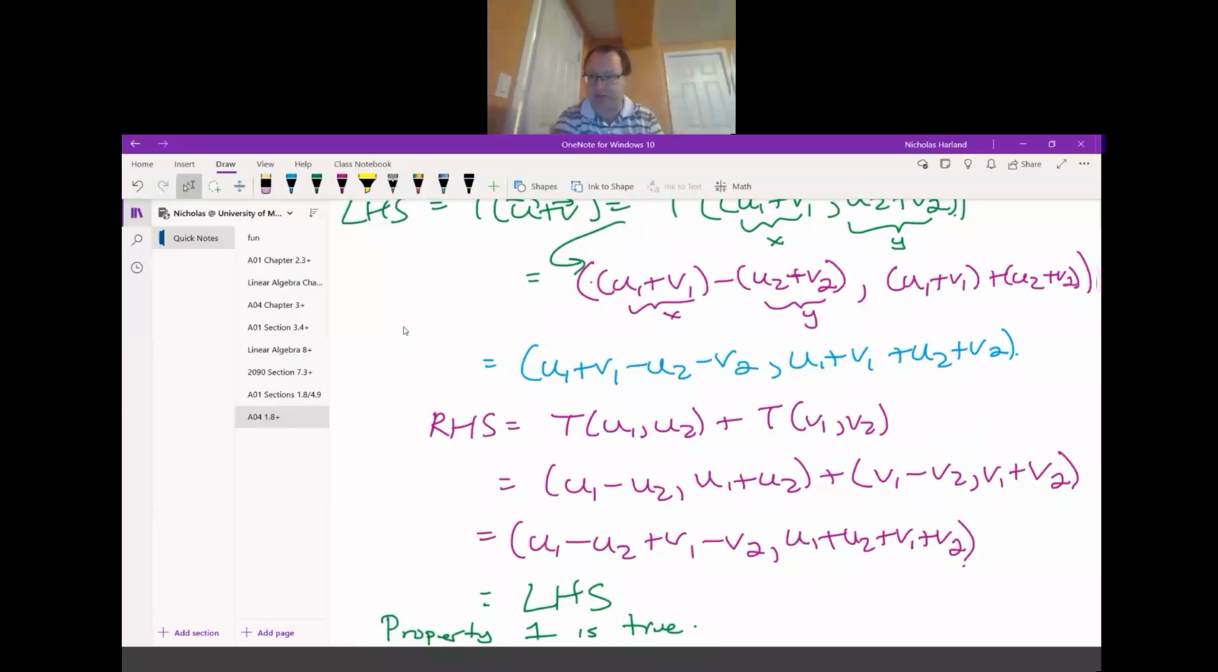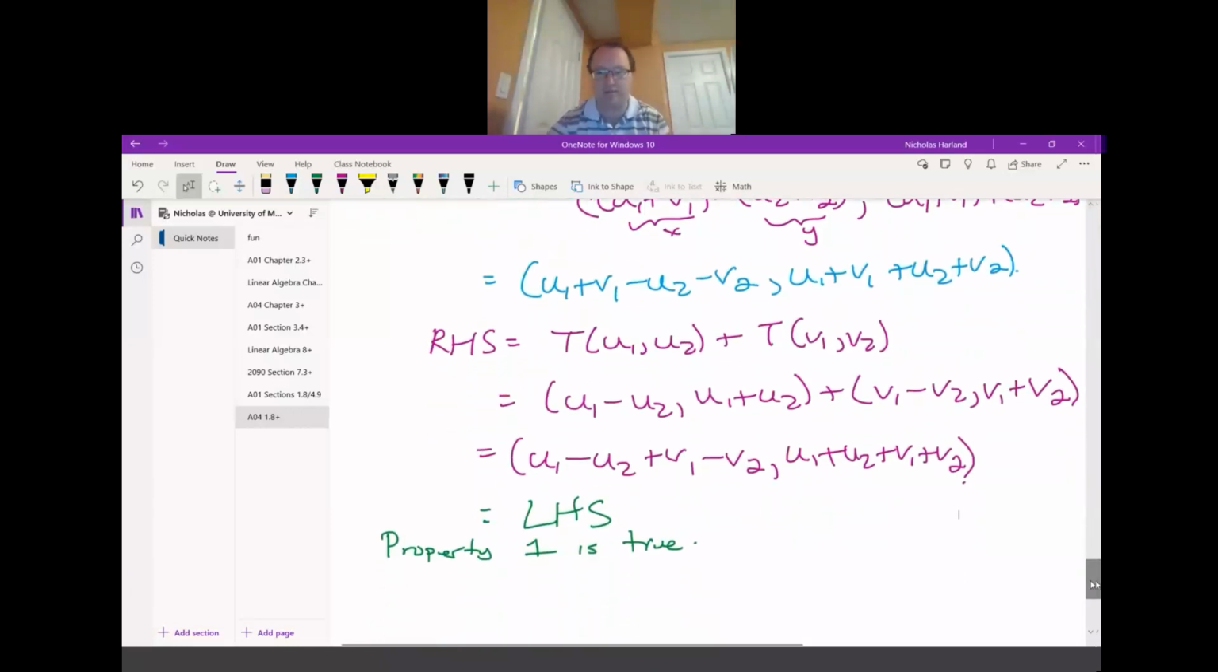Can't stress it enough. To show it's linear, use letters. To show it's not linear, use numbers, and don't try and mix and match. One way is just never going to work. The other way makes it more complicated than it needs to be. All right, property 2 is actually usually slightly nicer. Same ideas, just slightly nicer in calculations.